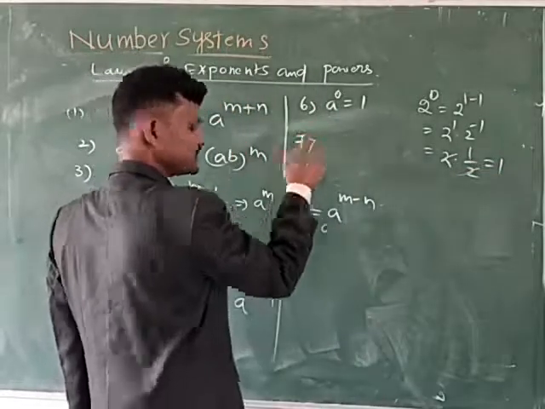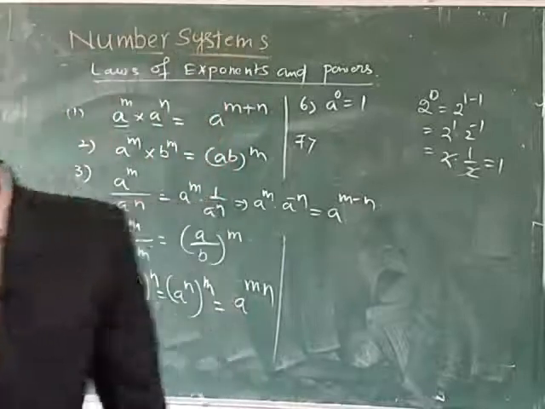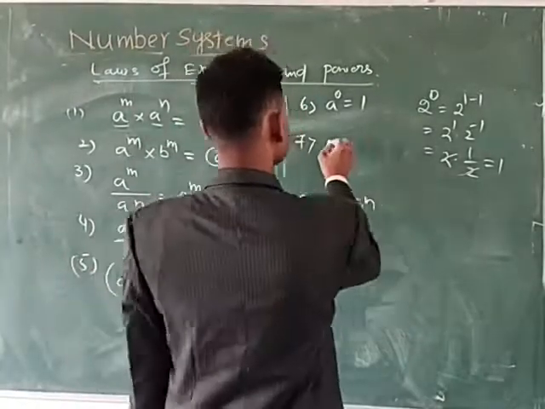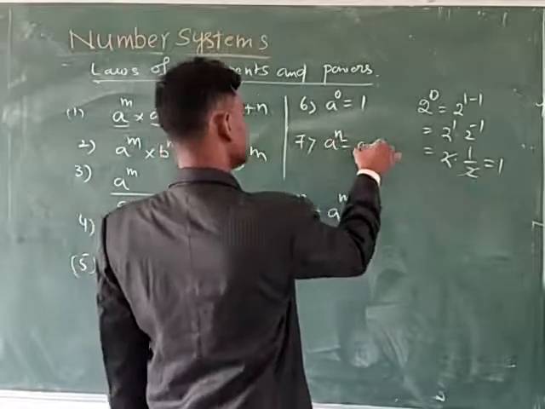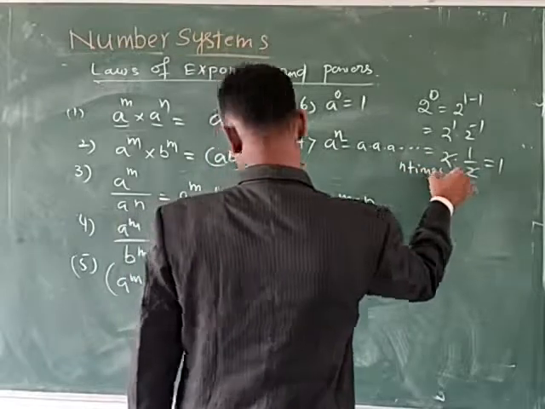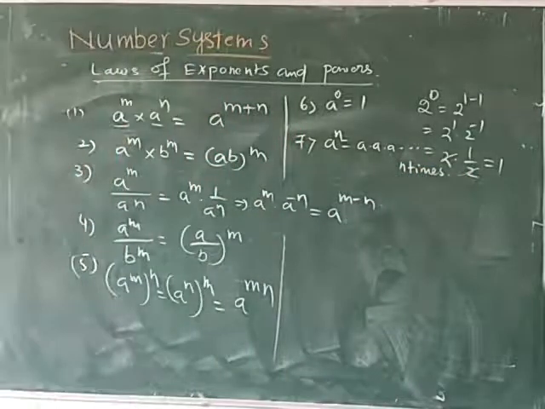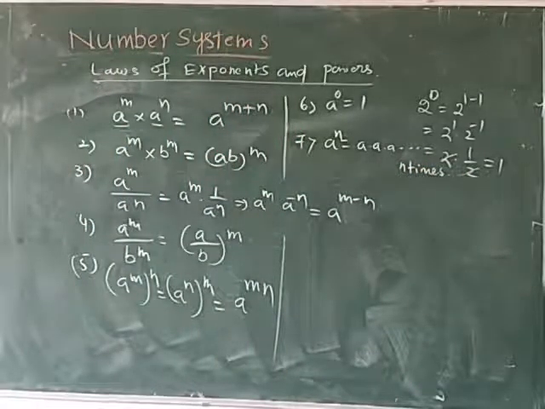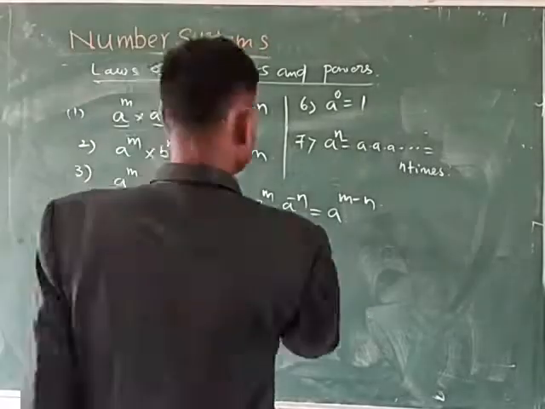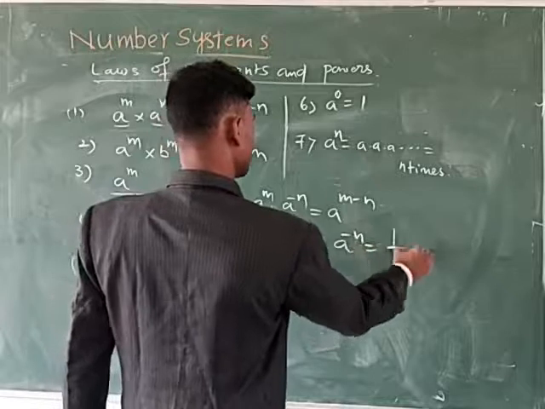Next one is a to the power of n, which is written as a into a, up to n times. Next one is a power minus n, which is written as 1 by a power n.